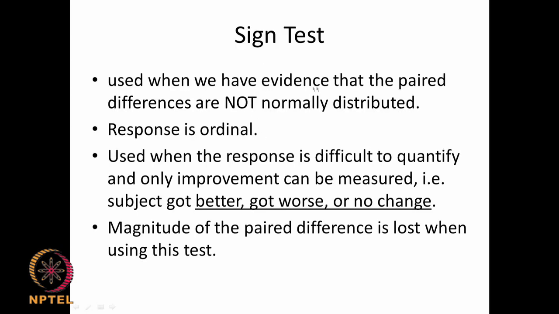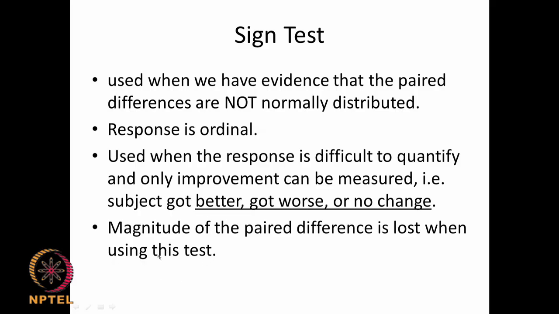So, this is used when we have evidence that the paired differences are not normally distributed. If it is normally distributed, it is not difficult, we can use the paired sample t-test, and I taught you how to do that a long time back, right. The response is ordinal, that means it is just numerics, there is no independent variable like a function of time and so on. Used when the response is difficult to quantify. Sometimes we may have situations like better, got worse, no change, marginal change, that sort of thing.